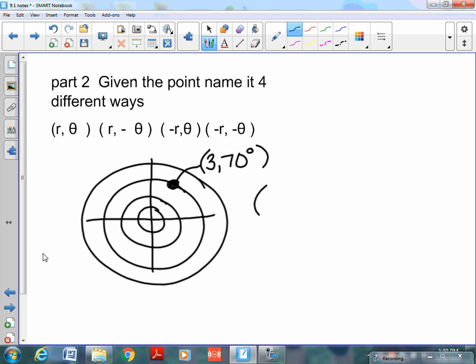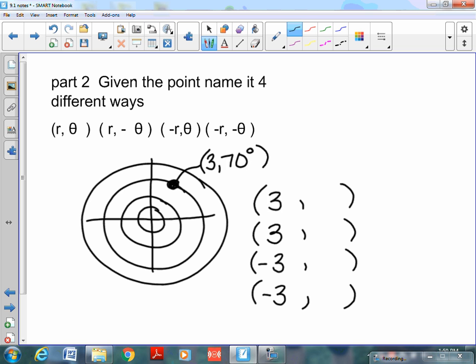So here we go. You'll have to do this on the test too. So you need 2 positive r's and 2 negative r's. So far so good, right? 2 positive r's, 2 negative r's. Okay, if I want another positive angle, can I just add 360 to 70 to be in the exact same spot? So, what did I just say? 360, 430.